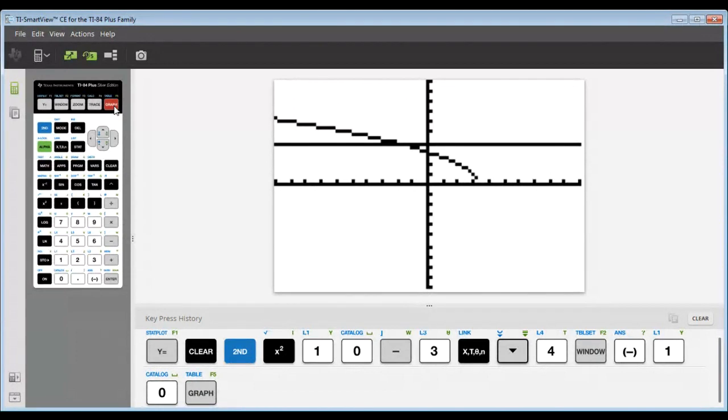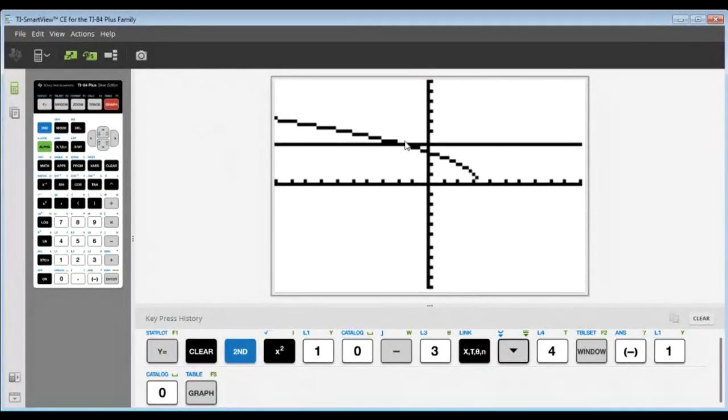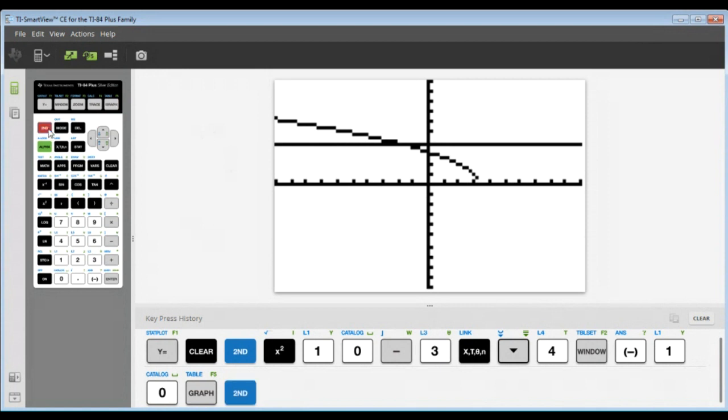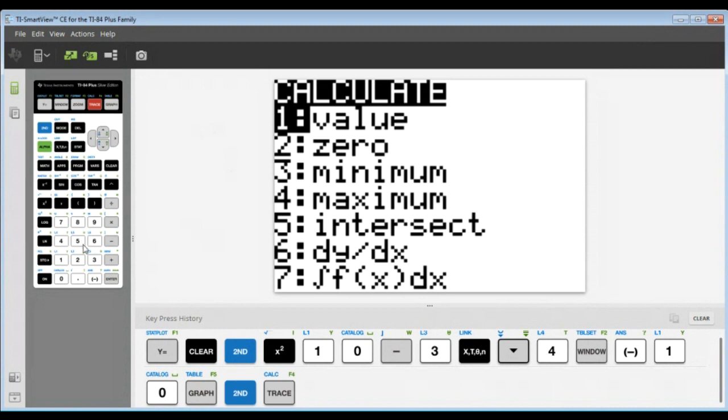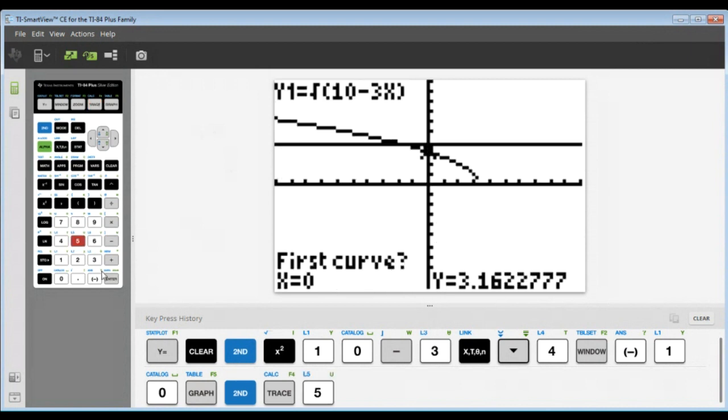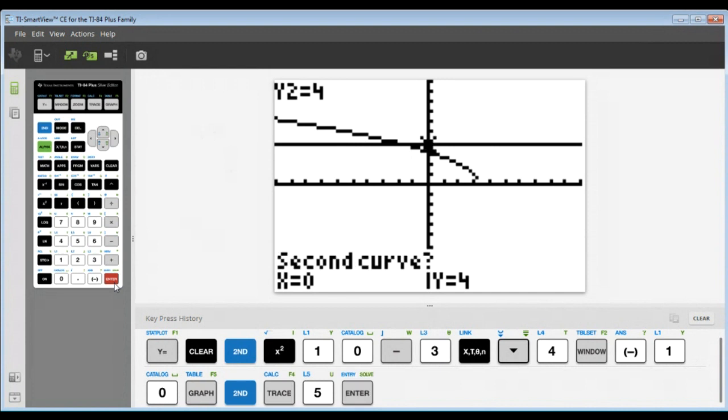Okay, so this is what we have. You could see that I have this point here somewhere as my intersection. Now, because I'm solving this graphically, I have to solve for my x. So second calc, I hit 5 for intersection, and then I hit enter, enter, enter. So I have x equals -2, y equals 4.